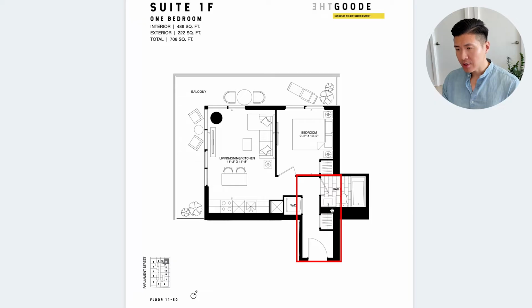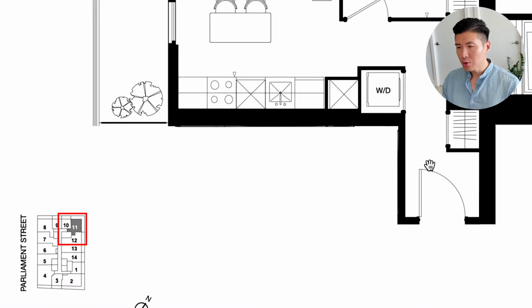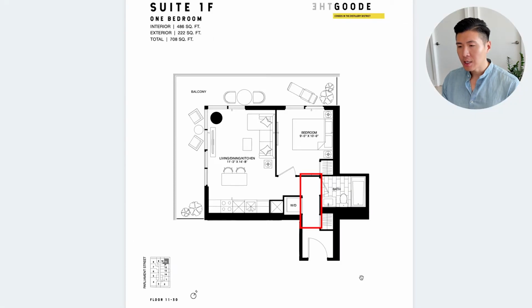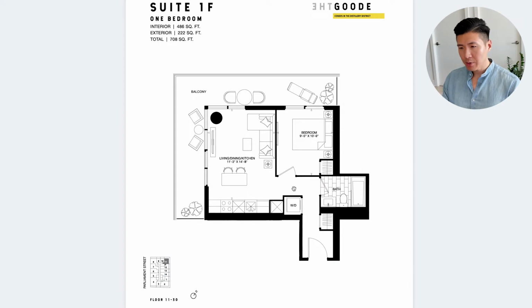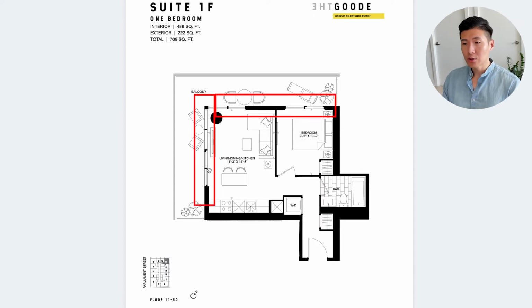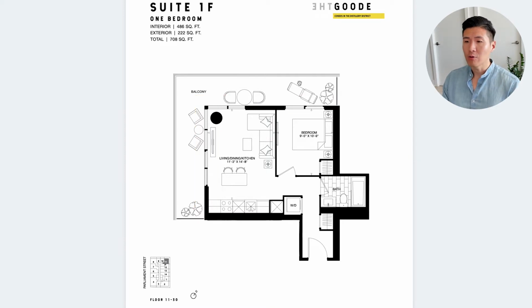When you walk in, there's a bit of a foyer area, and as you can see, there is a bit of dead space, which is unavoidable due to its location in relation to the floor plate. It is not possible to design a one-bedroom unit in a corner like this unless you have a hallway. So there is your trade-off. You get a little bit of dead space, but you get two sides of windows for one bedroom, which is really, really rare, and a wraparound balcony.